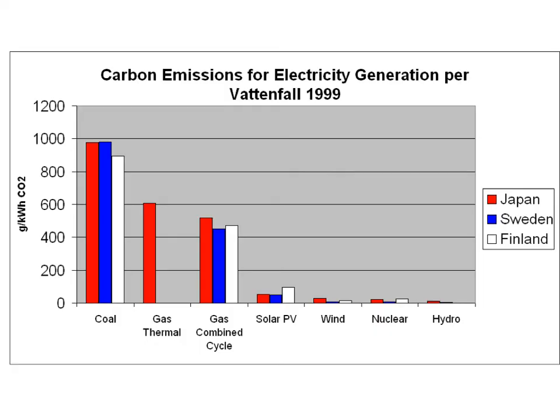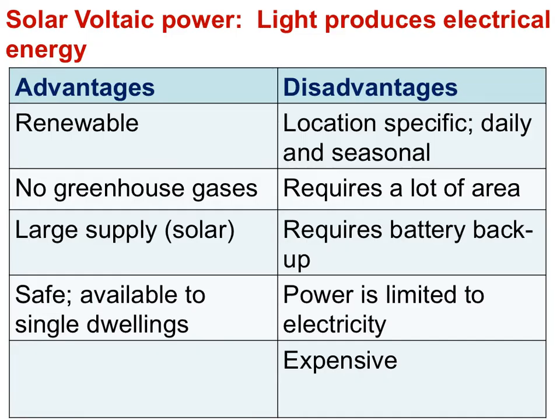But remember, one of the most important advantages of renewable energy forms like solar voltaic energy is the low carbon emissions, and it's a sustainable source of energy. Here's a table that compares the advantages and disadvantages of solar voltaic energy as a source of energy for societies. You can stop the movie now and study this slide on your own.